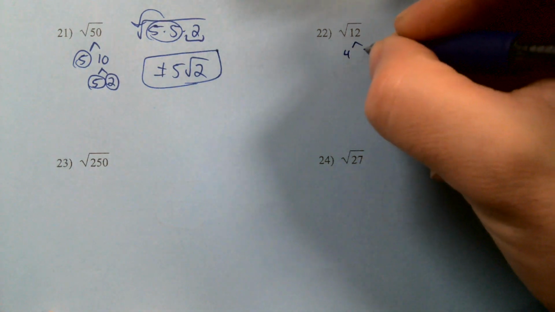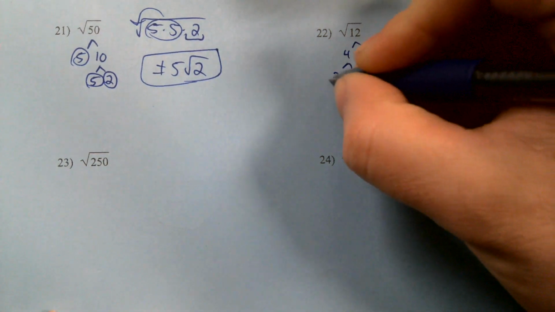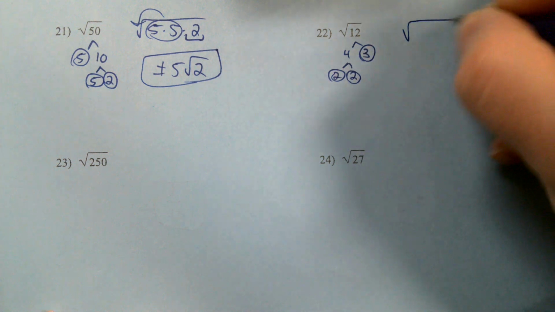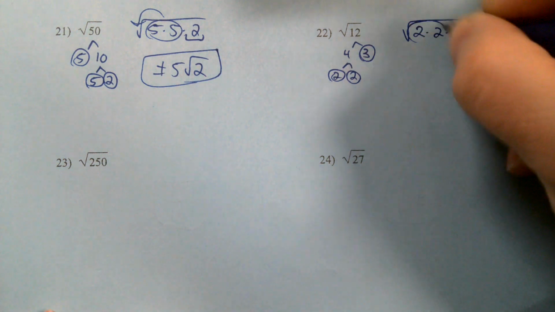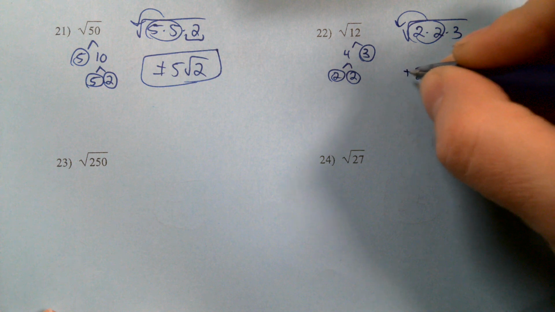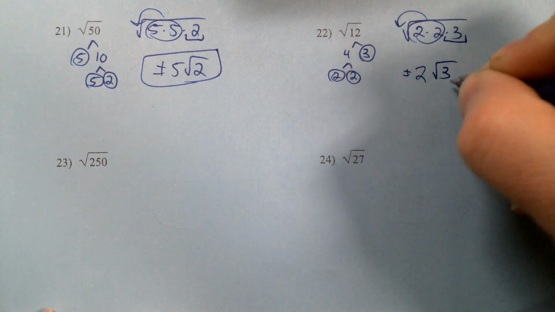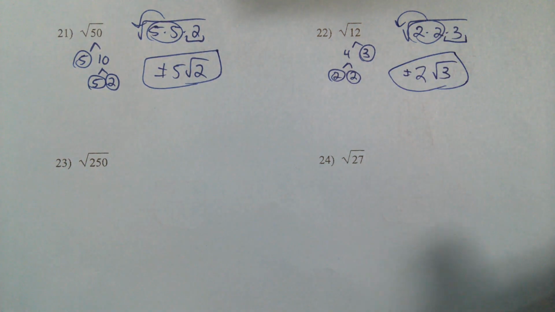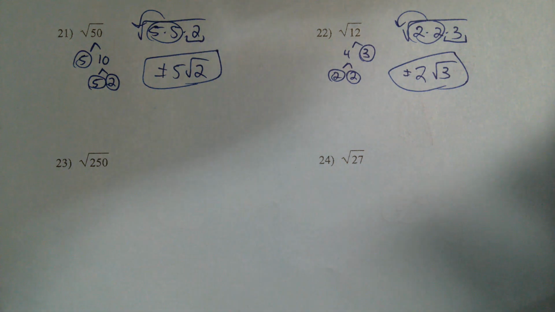12 is 4 times 3. 4 is 2 times 2. 2 times 2 times 3. Bring the pair of 2's out. 3 gets left behind. Plus or minus 2 root 3. Once you really start getting comfortable with this stuff, you're going to jam right through it.